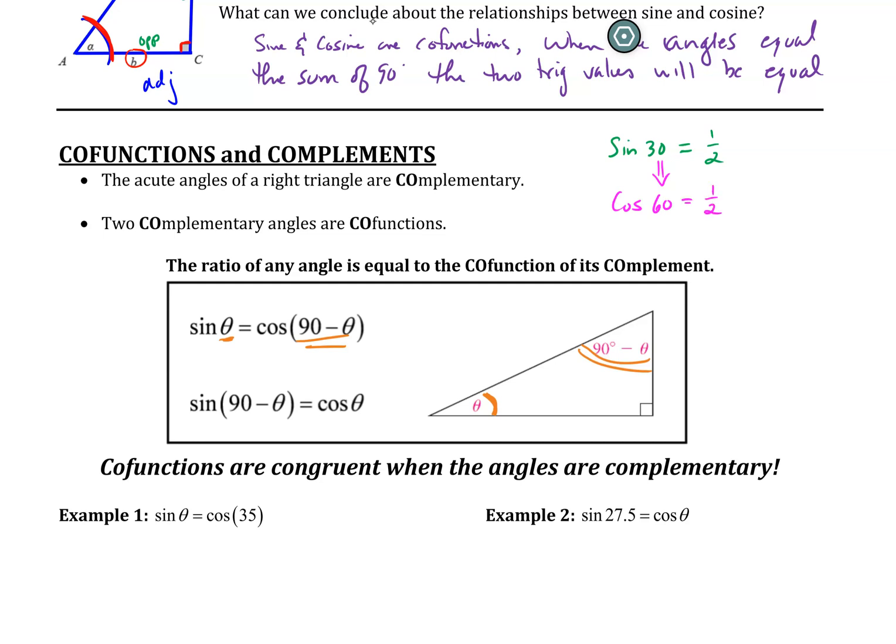And again, you can check this. Go into your calculator, hit cosine of 60, hit enter. You'll see that both of these things end up being the same. Again, these are complements. So when you have sine and cosine, which are cofunctions, and the angles are complements of each other, then these results are always going to be equal.